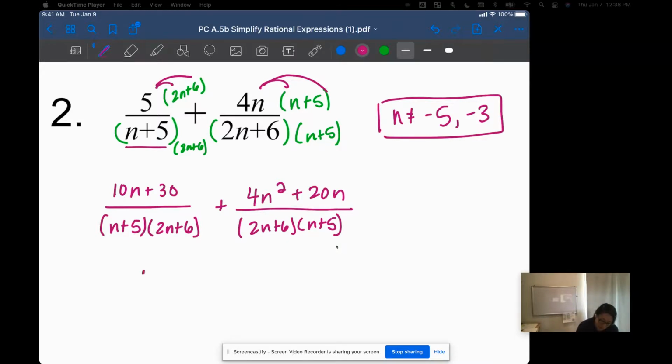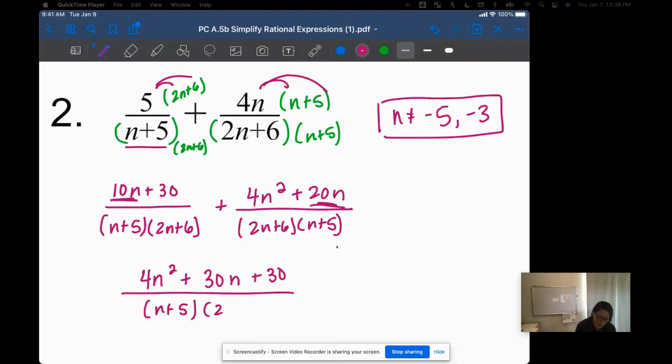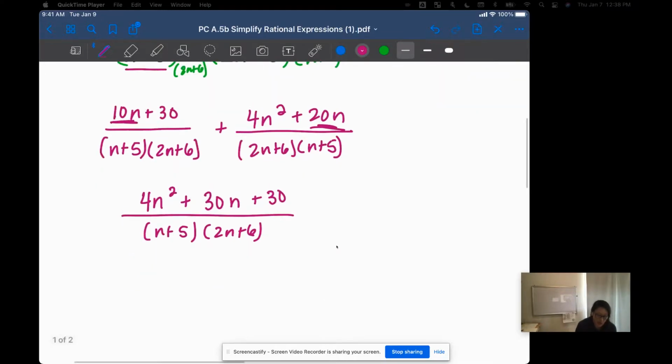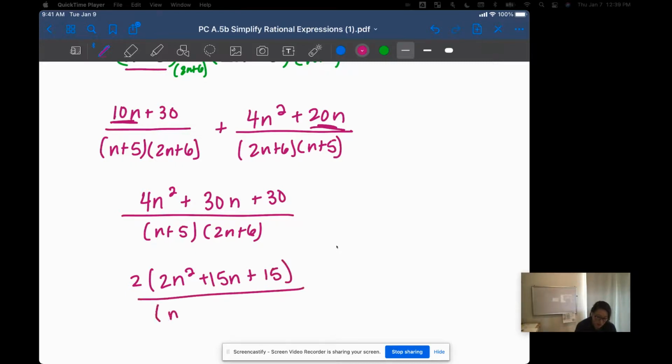So I'm going to end up with 4n squared plus 10 and 20 give me 30n plus a constant of 30, all over n plus 5 times 2n plus 6. And now I need to factor and try and cancel things. So in the numerator, I'm going to GCF out a 2. So I get 2n squared plus 15n plus 15, all over n plus 5 times 2n plus 6.